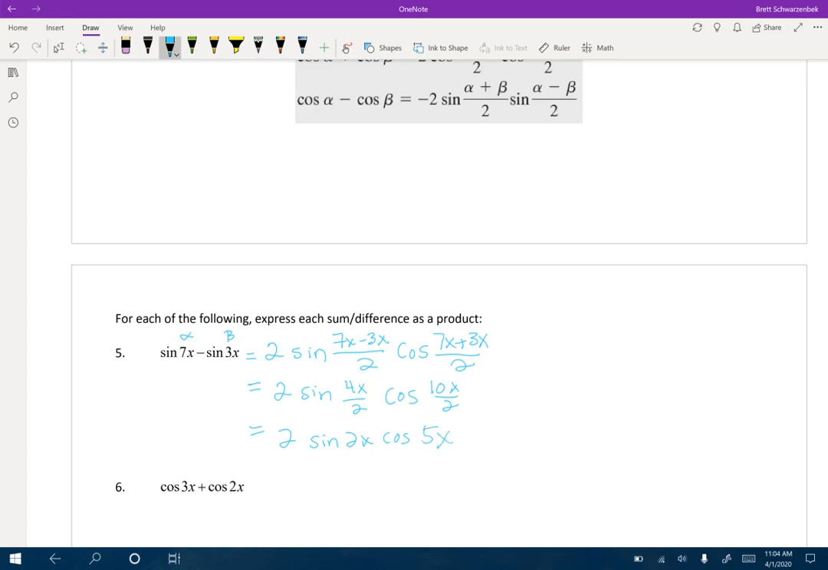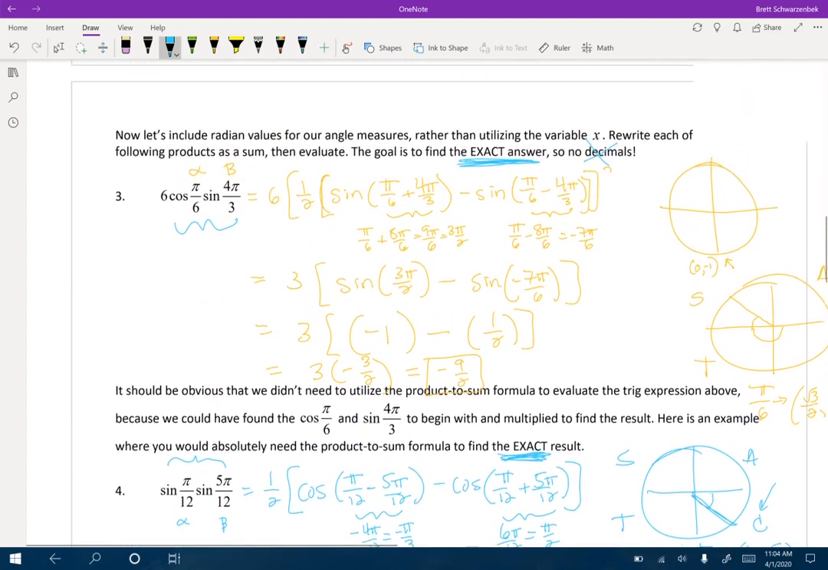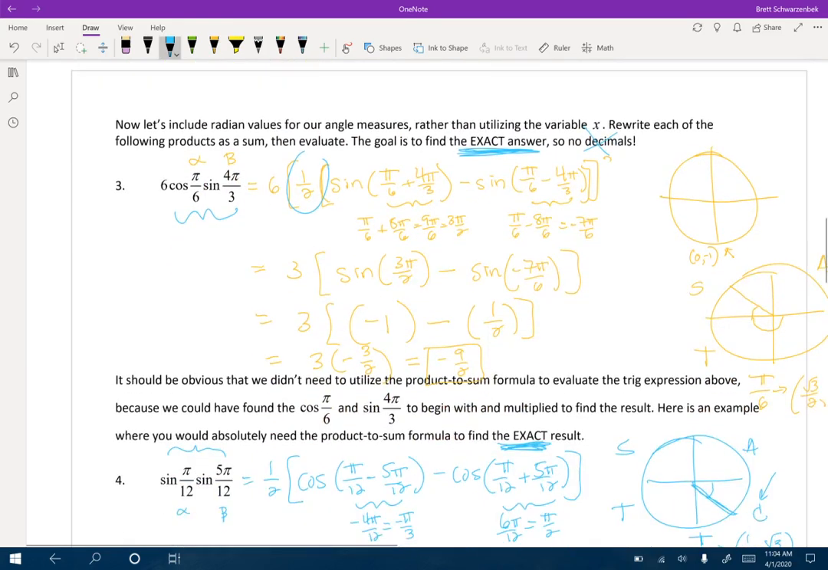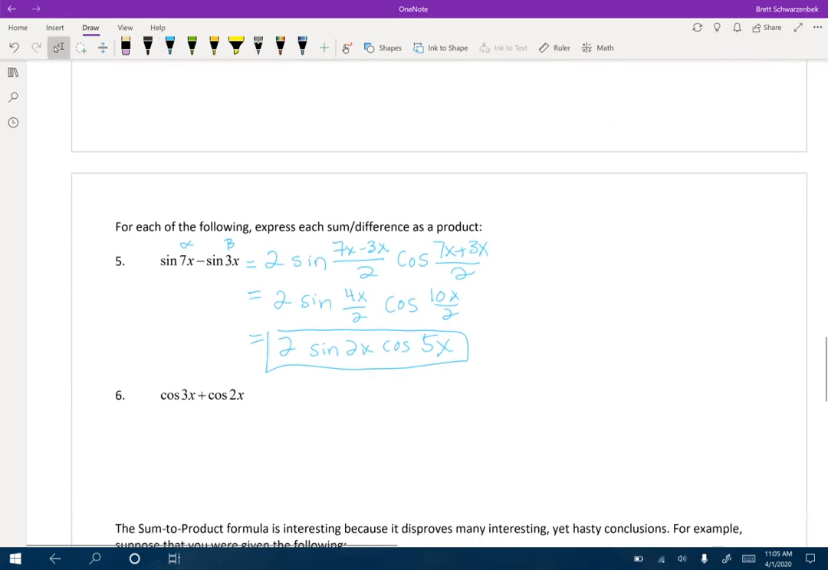Okay, take note here. This would be the answer to the problem, which can't be simplified. You'll notice that in doing these problems, I always had brackets set up, but you don't need brackets because these are all multiplications. So this is basically 2 times sine 2x times cosine 5x. No distributive property or anything. That literally is the answer to the problem.